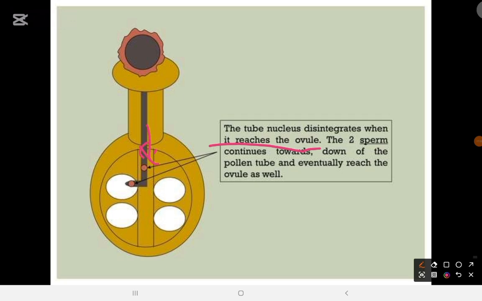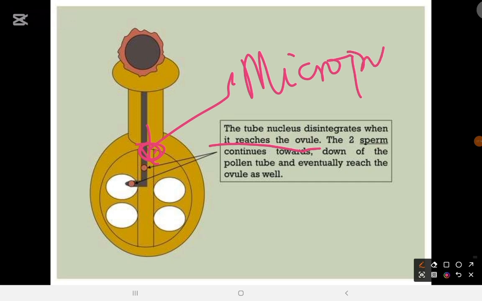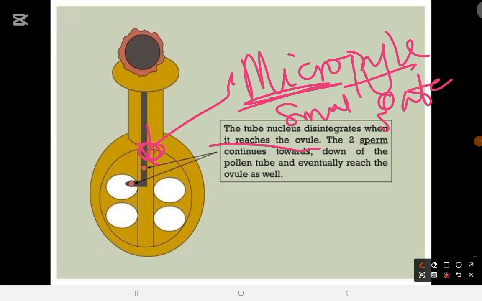Now immediately the tube nucleus enters the embryo sac. First, this portion here is called the micropyle. The word micropyle is gotten from two words. We have micro, which means small, and we have pile, which means gate. Is that okay? So this micropyle is the opening through which this guy penetrates, and immediately it penetrates the embryo sac through the micropyle.